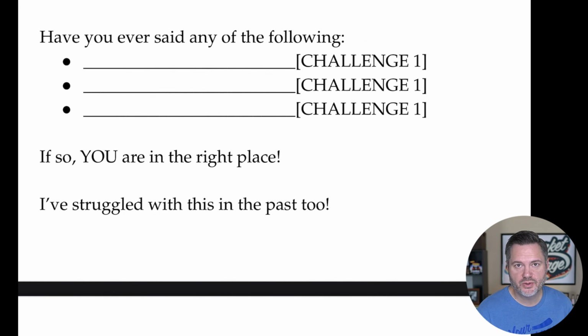I just don't know what to do with my marriage. Number 2, I don't even know if she still loves me anymore. Number 3, I don't think she thinks I'm a good example to the kids, and I don't know what to do about it. If you said any of those things, you're in the right place, right?